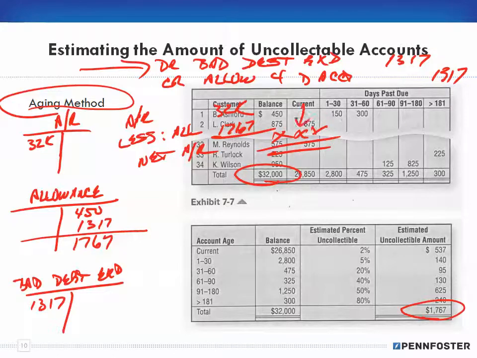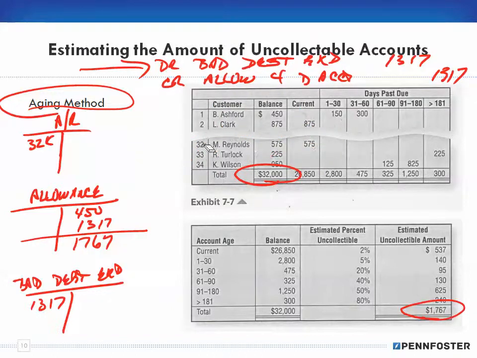I'm not going to do the math, but that's what my balance sheet would look like right here. So anyone who looks at it says, okay, they have 32,000 on their books. They know that 1767 is bad debt, and this is what my actual accounts receivable should be.